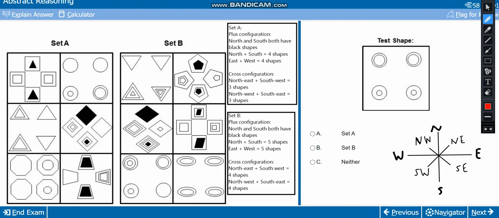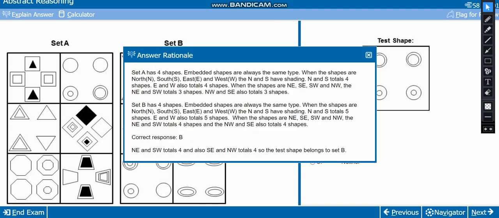Now again, a cross, but this time the diagonals, the shapes add up to 4, and this follows the rules of set B, so this shape would belong to set B. And here's the answer rationale for that question.